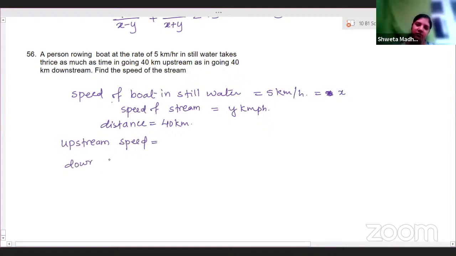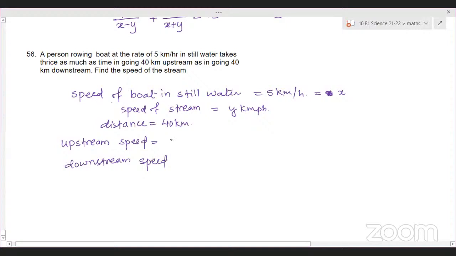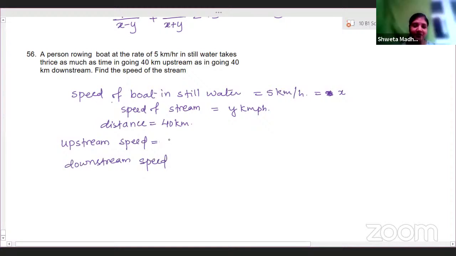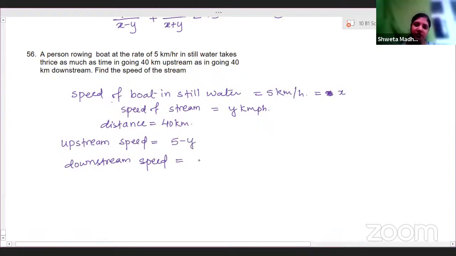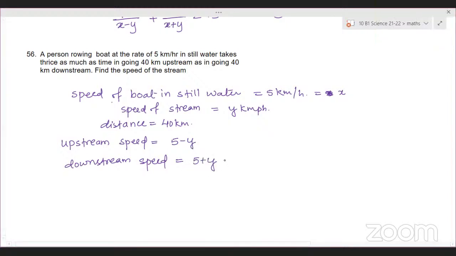First, tell me the upstream and downstream speeds. Upstream speed is 5 minus y, and downstream speed is 5 plus y. Yeah.